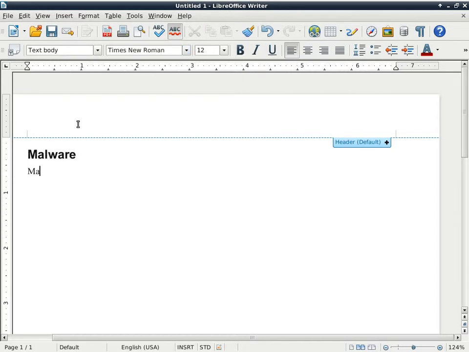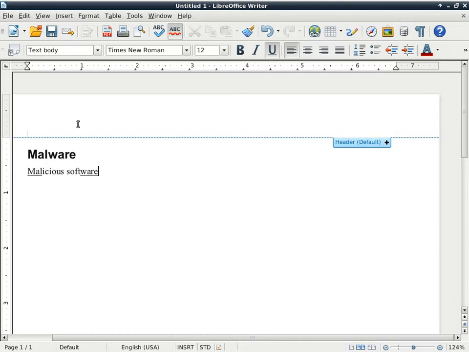Malware gets its name from malicious software. So malicious software is basically any software of any nature that has a malicious intent. The developer has a malicious intent to develop that software.